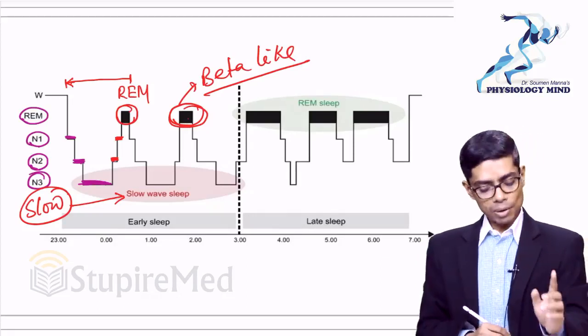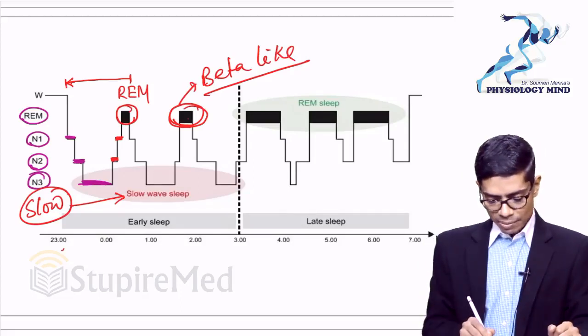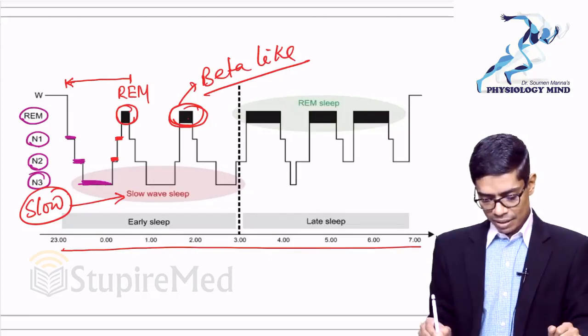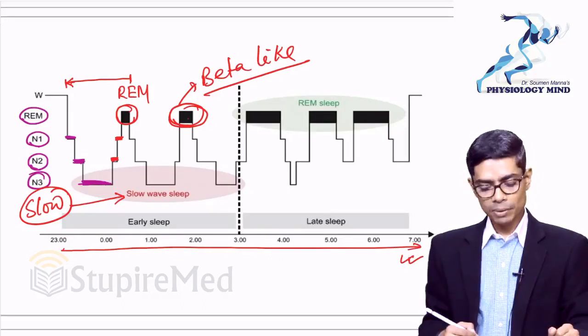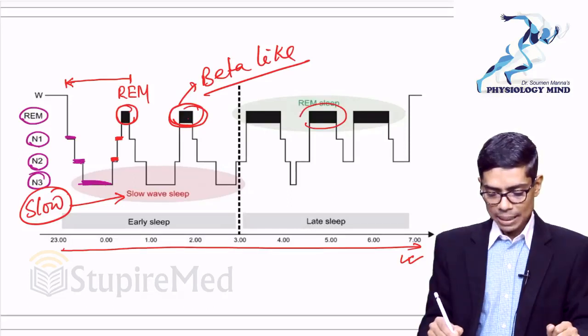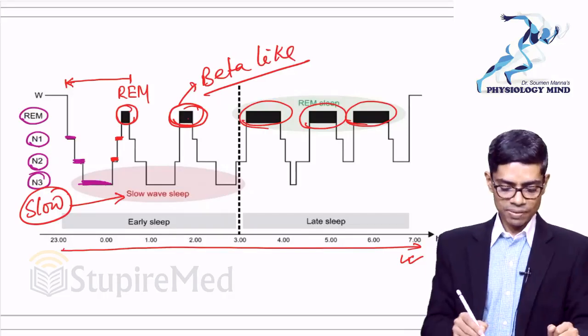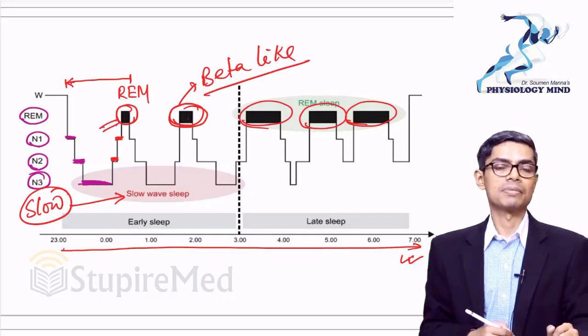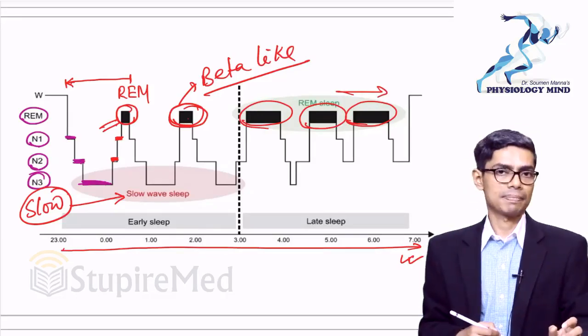Okay, now also note down, whenever you are moving from the early stage of sleep to the late stage of sleep, towards the morning, your REM sleep duration increases. So in the first cycle the REM sleep percentage is very less. Towards morning, your REM sleep duration increases, right?